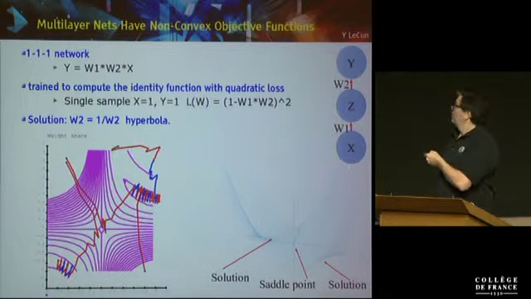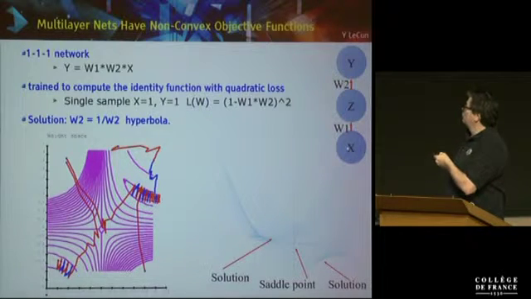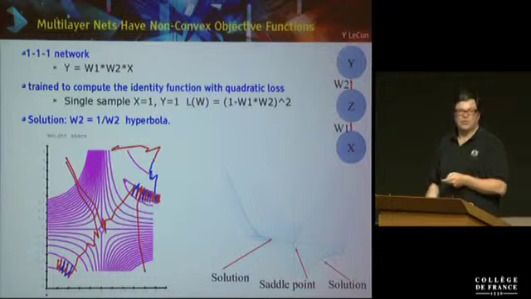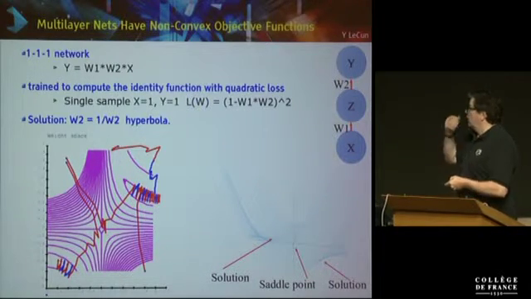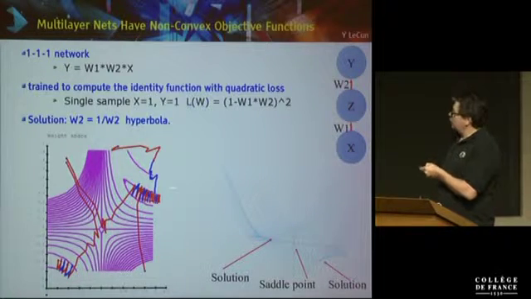Very simple. One training example. Input is 1, desired output is 1. So the loss function is 1 minus the output, which is 1 multiplied by W1 multiplied by W2. So that is the loss function. So the simplest function you can imagine with layers. Here is the shape of the loss function.